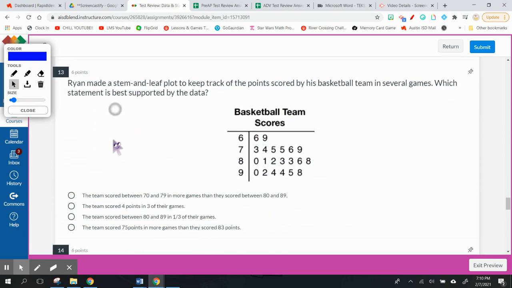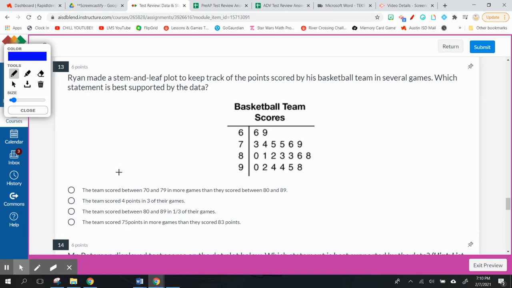Question number 13. Ryan made a stem and leaf plot to keep track of the points scored by his basketball team in several games. Which statement is best supported by the data? The team scored between 70 and 79 in more games than they scored between 80 and 89. The team scored 4 points in 3 of their games. The team scored between 80 and 89, ooh, that's important, between 80 and 89 in a third of their games. The team scored 75 points in more games than they scored 83 points.